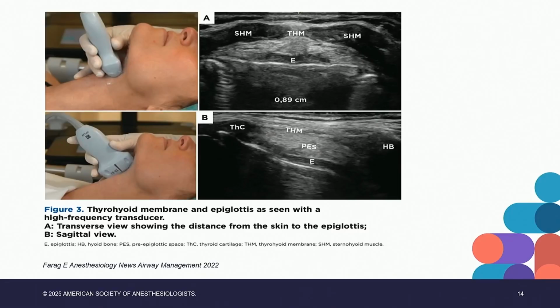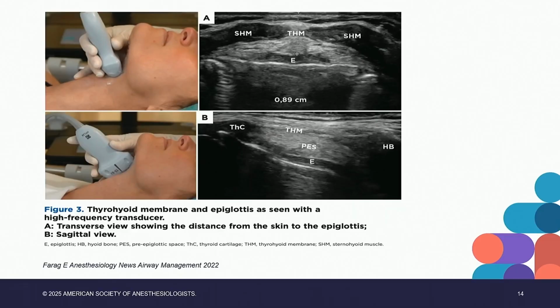It is hyperechoic. The epiglottis is hypoechoic, and deep to the epiglottis is the hyperechoic line, which is the mucosal air interface. The distance from the skin to the epiglottis is 0.89 centimeter. Remember that because it is very important. Later we can speak about its significance, the distance from the skin to the epiglottis.